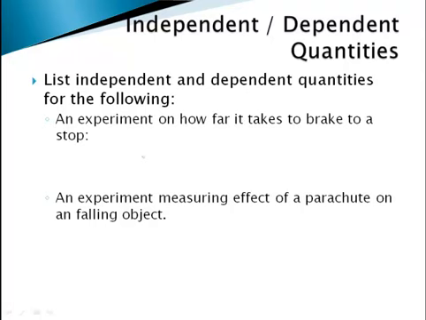Probably the most important quantity in all this is how far it takes for something to stop. And that, by and large, we can't directly control. That's going to depend on other things. So let's make a list. Here we will put all the independent quantities. And over here we'll put all the dependent quantities. And I think the primary dependent quantity is the braking distance.